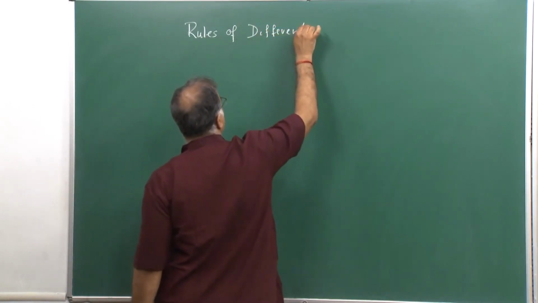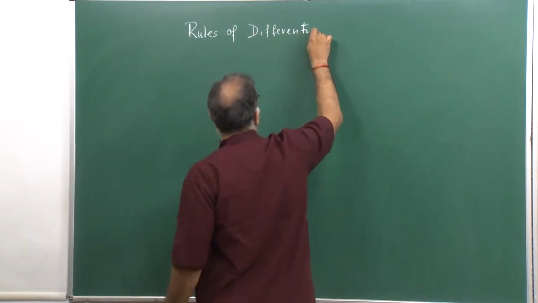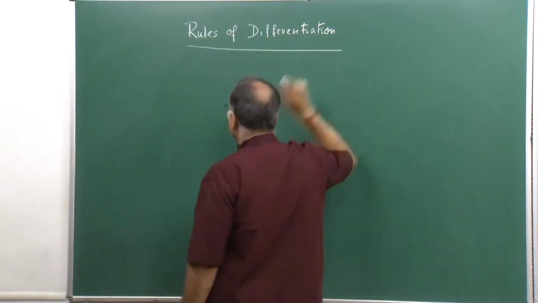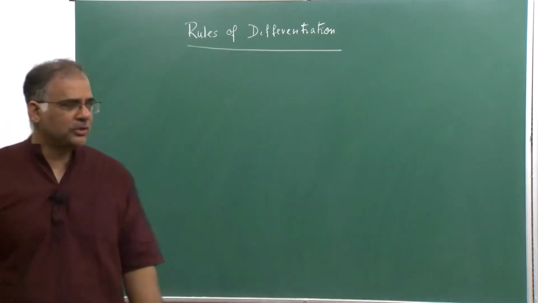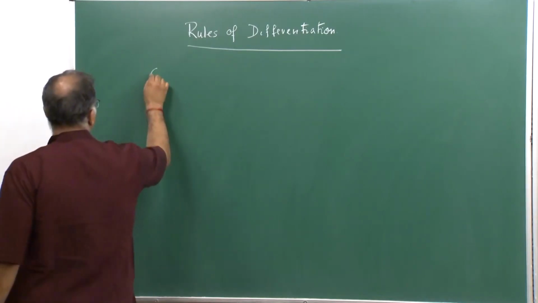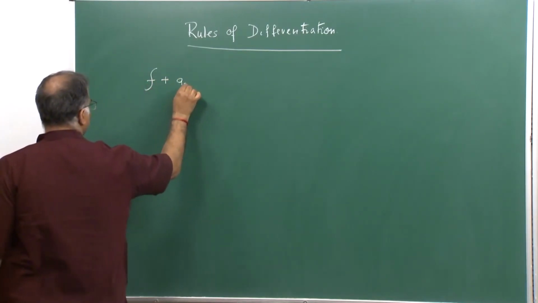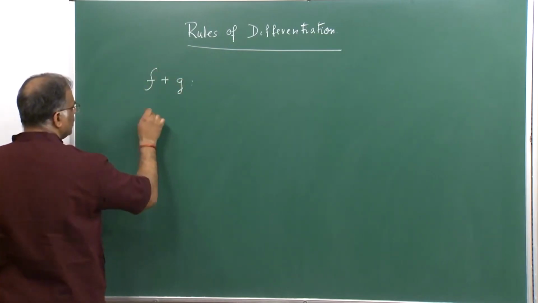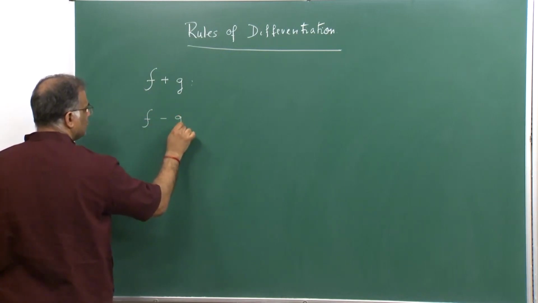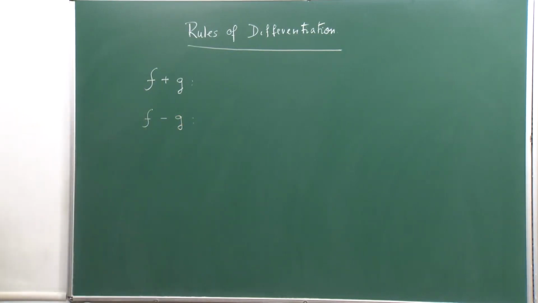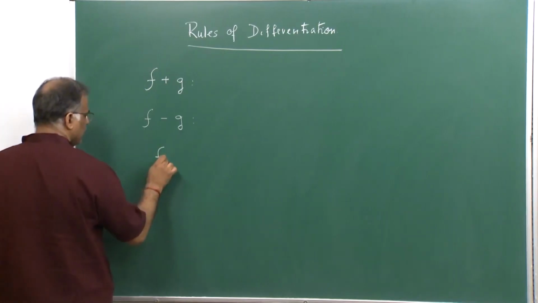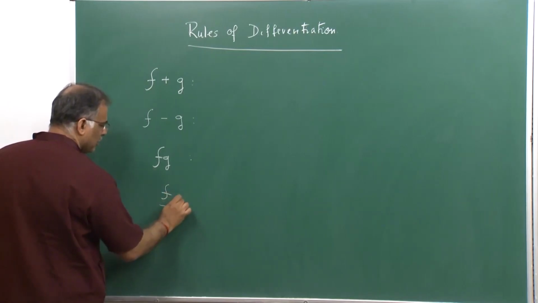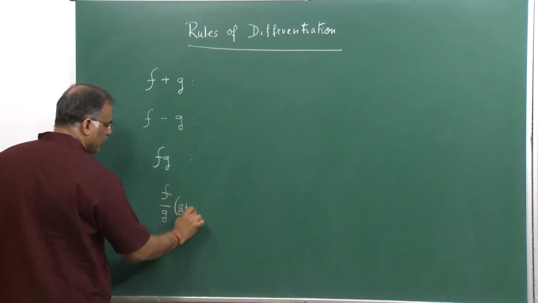It tells you if I combine two functions in different ways, how am I going to find the derivative of that combined function. How many ways can you combine two functions? First, of course, is if I add the two functions f and g, and second, if I subtract the two functions f and g. Then of course comes multiplication, and then comes division, where of course I need to know that g cannot be 0.